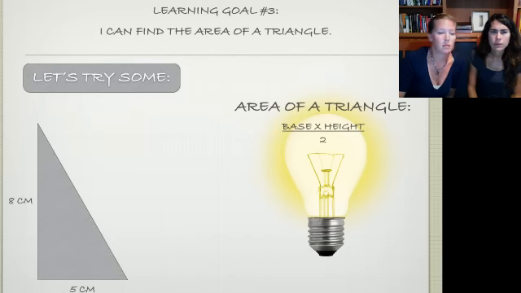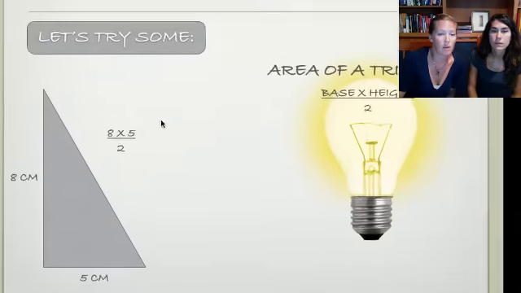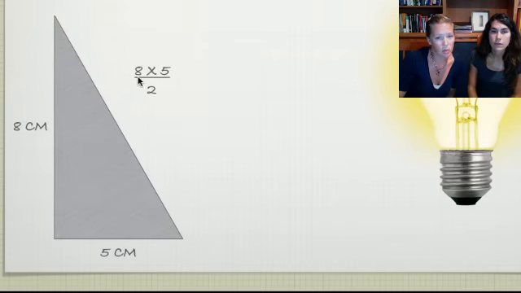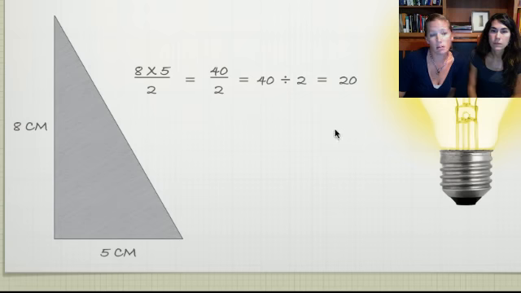So our base is 5, and our height is 8. So 8 times 5 divided by 2. Now if you remember, way back in Unit 1, we talked about different ways to see division, and this fraction bar was just one of those ways. So if I work this equation out, 8 times 5 is 40. Divided by 2 still. That just means 40 divided by 2. That's all that means. And 40 divided by 2 is 20. But we're not done yet. No, we're not. Gotta label our answer.